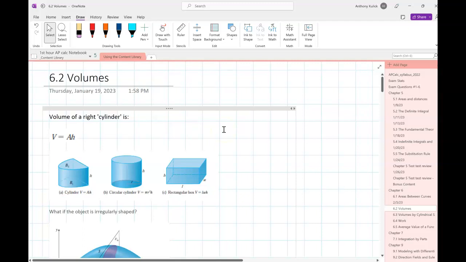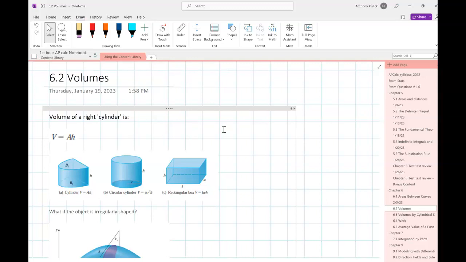So in 6.2, we're going to be talking about volumes. In 6.1, we did the area between two curves. In 6.2, we're going to be talking about volumes.